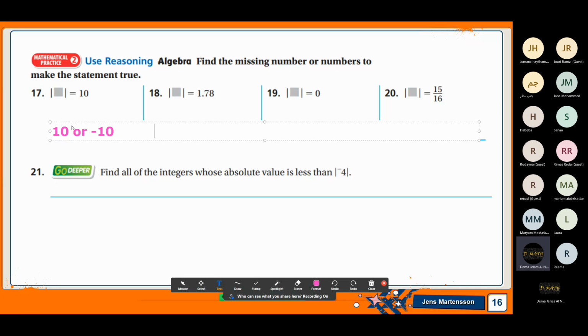Maryam Mustafa. Maryam? Yes, teacher. 1.78. What are the numbers? It can be 1.78 and negative 1.78. Thank you.